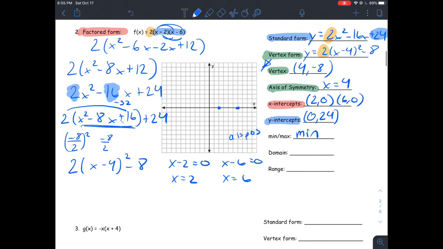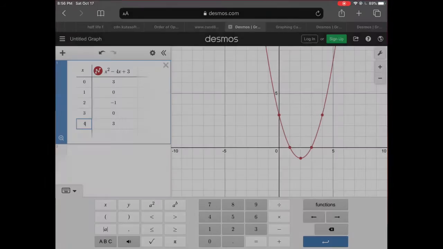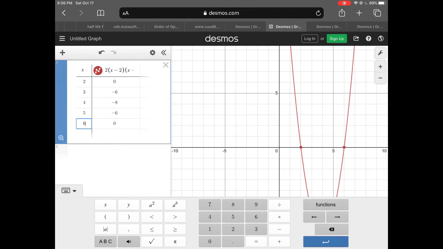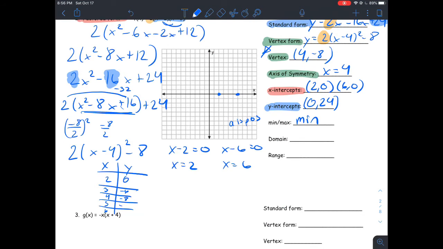All right, before we do domain and range, let's go ahead and make our table. Oh, I made it nice and tiny. So our vertex here is 4, negative 8. We're going to want a 3 and a 2 and a 1, and a 5 and a 6. All right, let's hop on over to Desmos. Notice I already plugged these into Desmos. I got 0, negative 6, negative 8, negative 6, and 0.